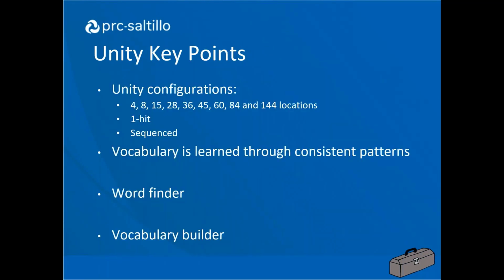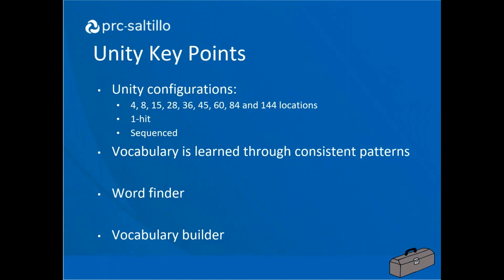So keeping the Unity vocabulary in mind in general, Unity is our most flexible vocabulary program that we carry, because it could be configured with really as few as one, but up to 144 different locations. So that means, I always call these the bumps in the road, you could have 4 or 8 or 15 or 28, all the way up to 144 icons showing on the screen, depending on your user's needs.